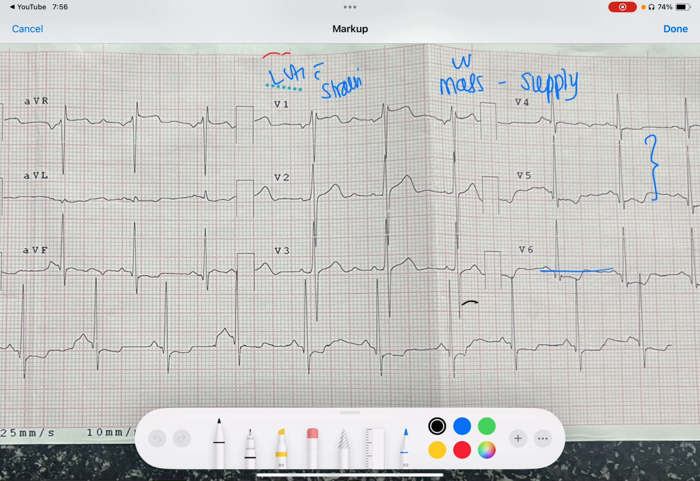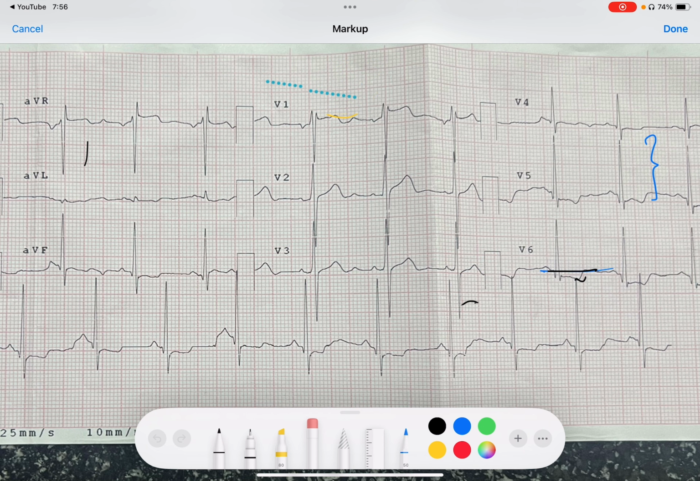So with this LVH with strain pattern, to call it LVH, lead V5, V6 must be at least more than 25 millimeter. But here it is around 20 millimeters, where we very commonly get more than 10 millimeter of S wave. So this is almost as good as the LVH criteria. And here we can see that to call it strain, we have this ST depression and T wave inversion, which tells us that there is a strain. The blood supply to the mass is less. So what could be the cause?